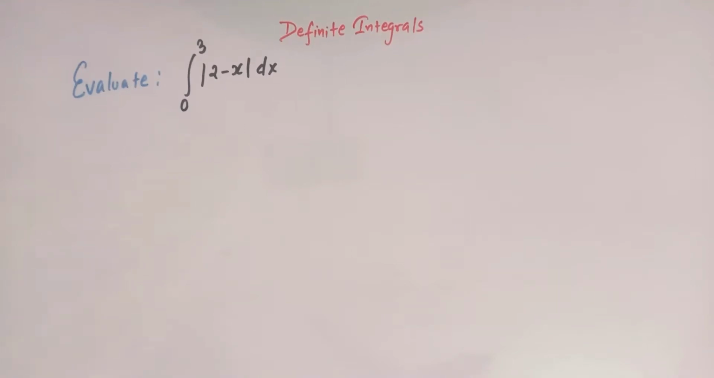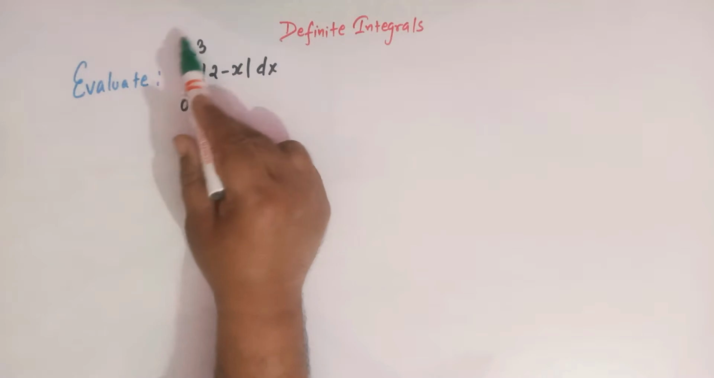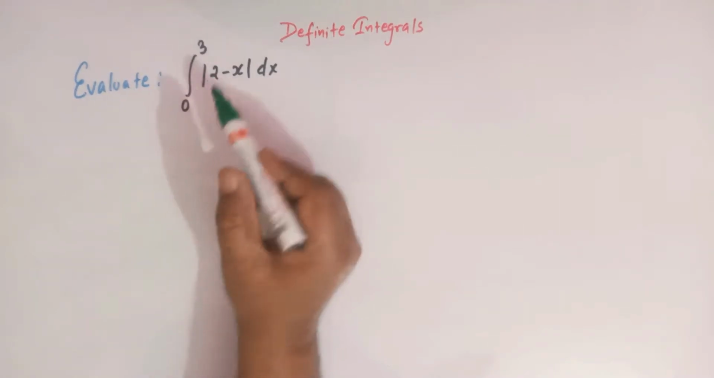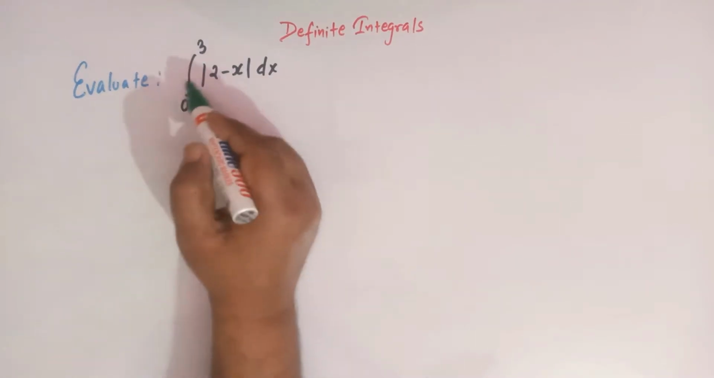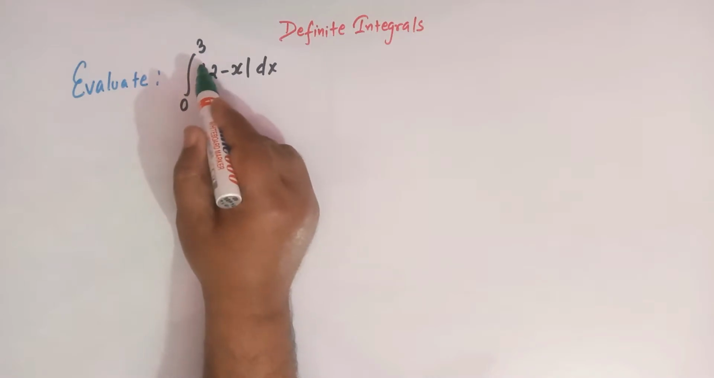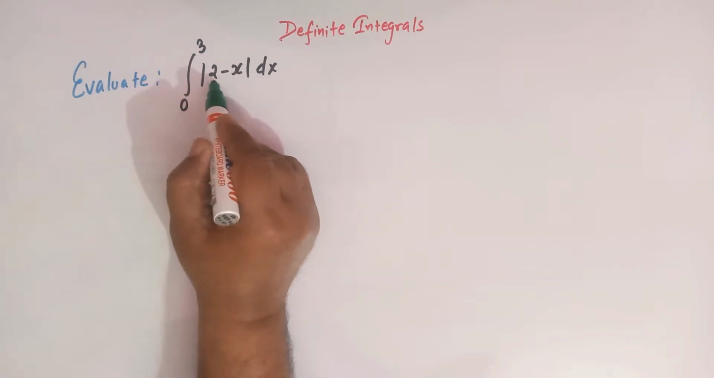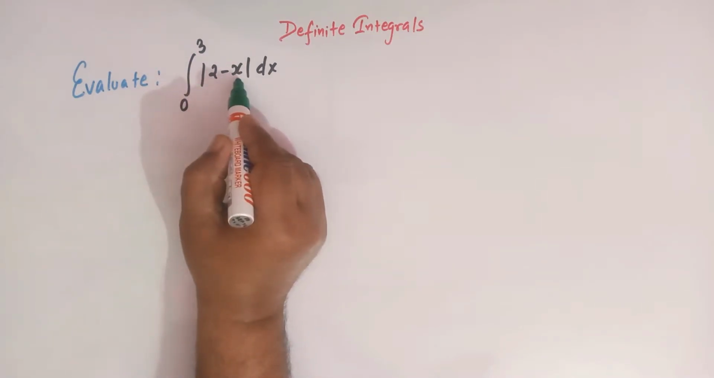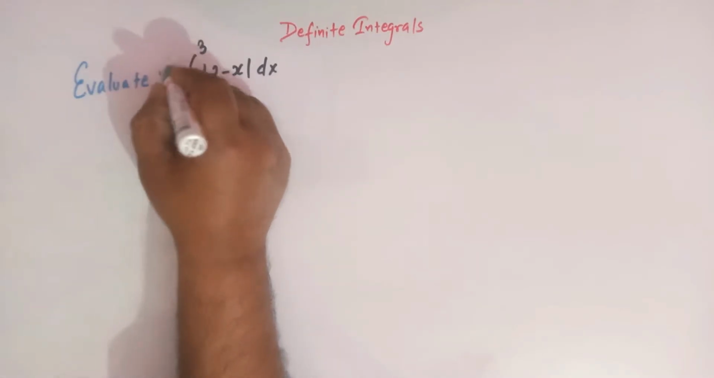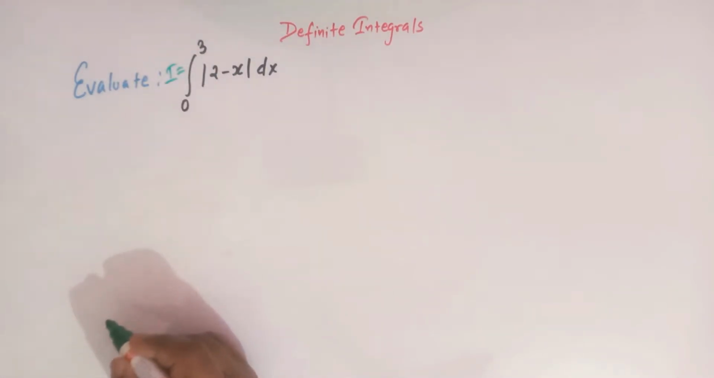Hello viewers, in today's class we are going to discuss yet another important and conceptual problem from definite integrals involving the absolute value function. Here we have to find the value of this definite integral from 0 to 3 of mod of 2 minus x. Let us first call this integral I.